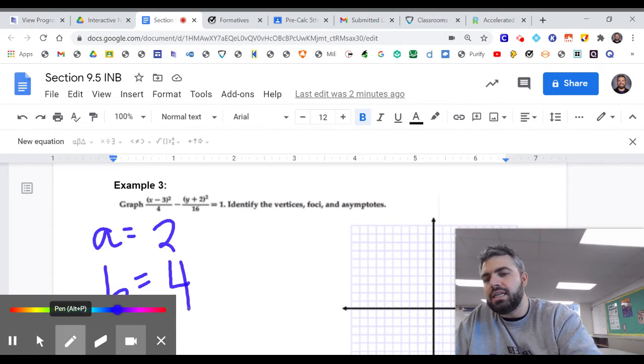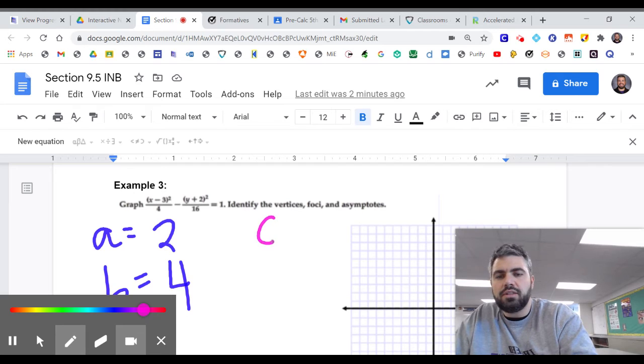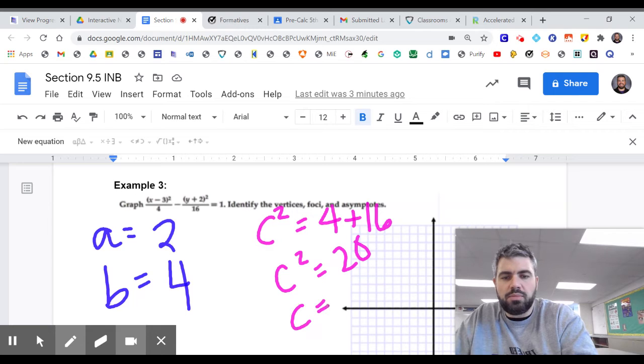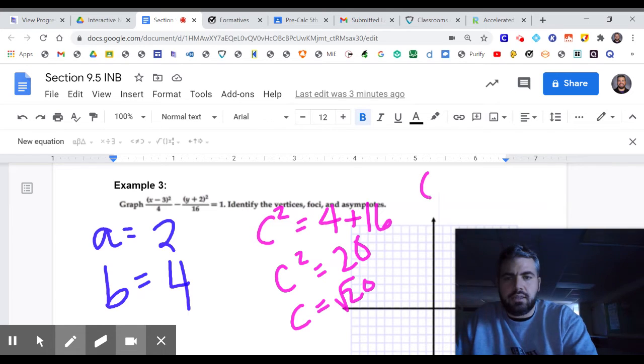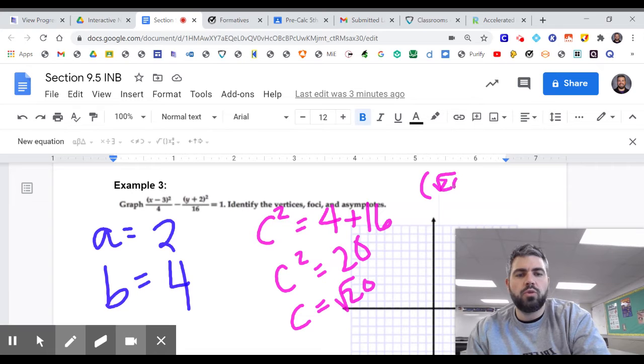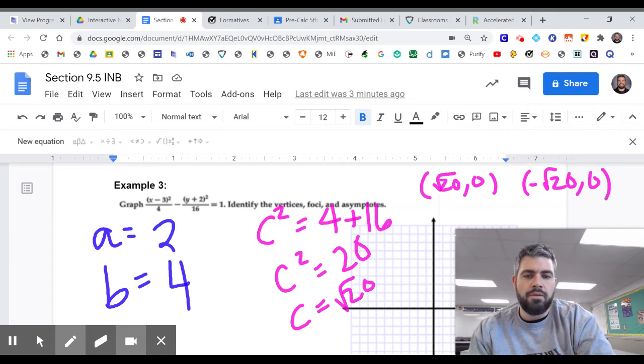Now we can figure out what c is. To figure out c, c squared is equal to a squared, which we know to be 4, plus b squared, which we know to be 16. And so c squared is going to be 20. So c is going to be the square root of 20. So our foci will be located at square root of 20, 0, and negative square root of 20, 0. Those are the two foci.